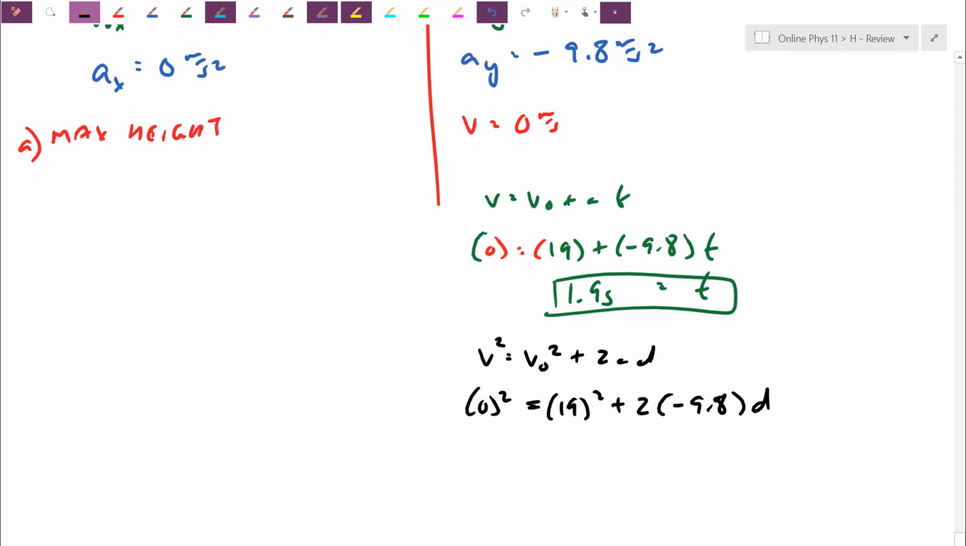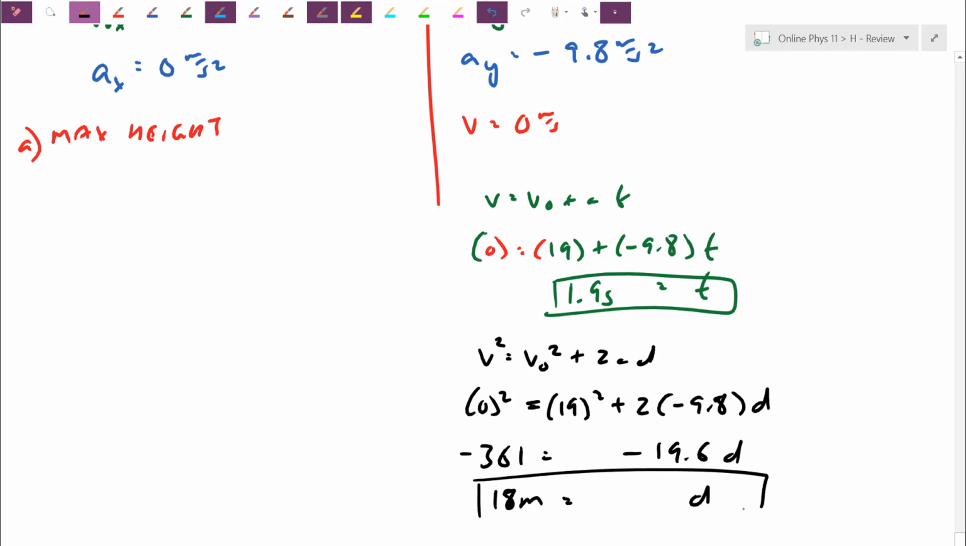Let's just punch our way through. 19 squared is 361. I'm going to bring it over. Negative 361 is equal to negative 19.6d. The d is 361 divided by 19.6, which is 18.4. Let's just say 18 meters. Okay? So in terms of a max height question, because we knew the final velocity is 0, there we go.